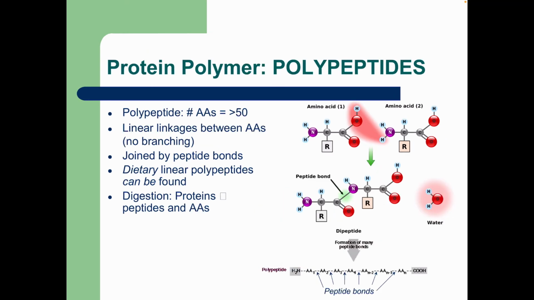So polypeptides. Again, polypeptides are chains of greater than 50 amino acids. They involve linear linkage between amino acids, again no branching. They're joined by peptide bonds. And dietary linear polypeptides can be found. And again, in digestion, we go from these proteins to peptides to amino acids. So here's our polypeptide here. We go from those 2 amino acids to our peptide bond. Then the formation of many peptide bonds forms this large polypeptide, where you can see a bunch of different amino acids, 1, 2, 4, 5, etc.